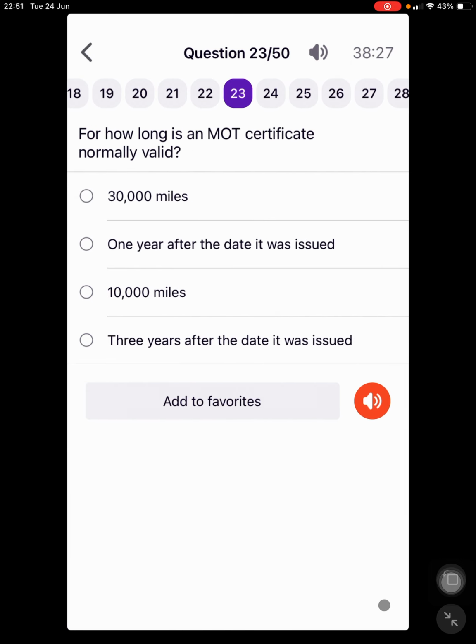For how long is an MOT certificate normally valid? 30,000 miles. 1 year after the date it was issued. 10,000 miles. 3 years after the date it was issued. MOT certificate is valid for 1 year, but when you buy a new car, you don't need to have an MOT for the first 3 years.